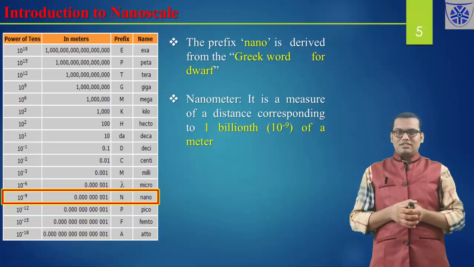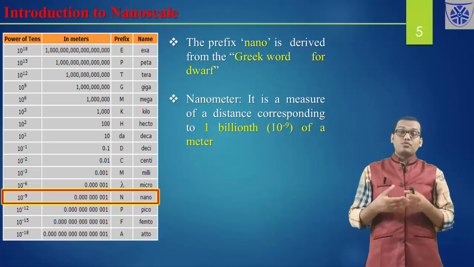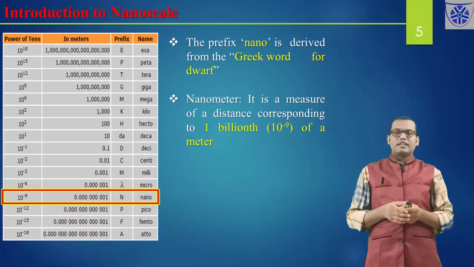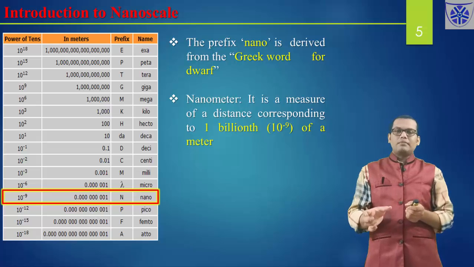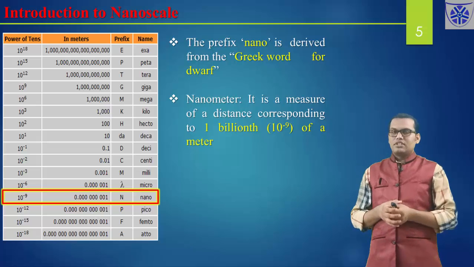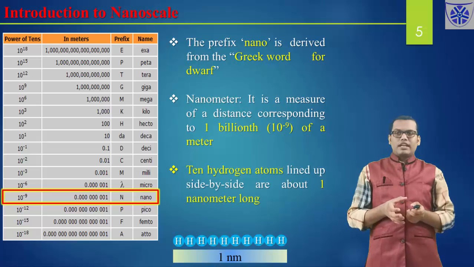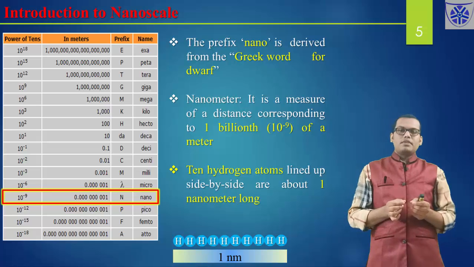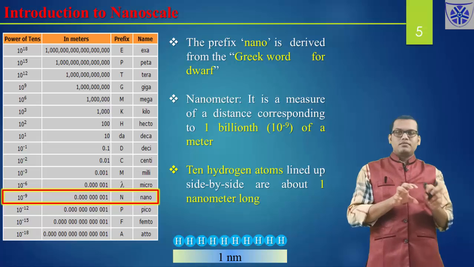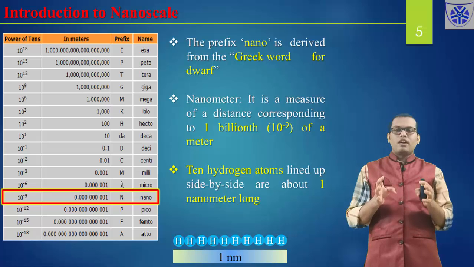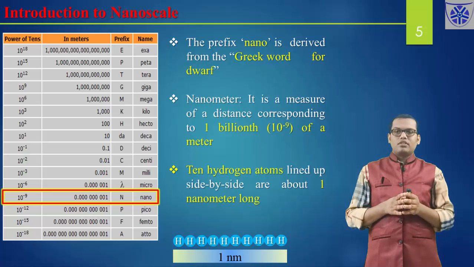How do you imagine that? How do you get that perception without an example? I have to give one example. If you take a scale, you can measure centimeters or millimeters, but you cannot measure nanometers like that. So as one example, if you take 10 hydrogen atoms and line them up side by side, they are about 1 nanometer long. That distance you can call 1 nanometer. That is one example you can imagine.